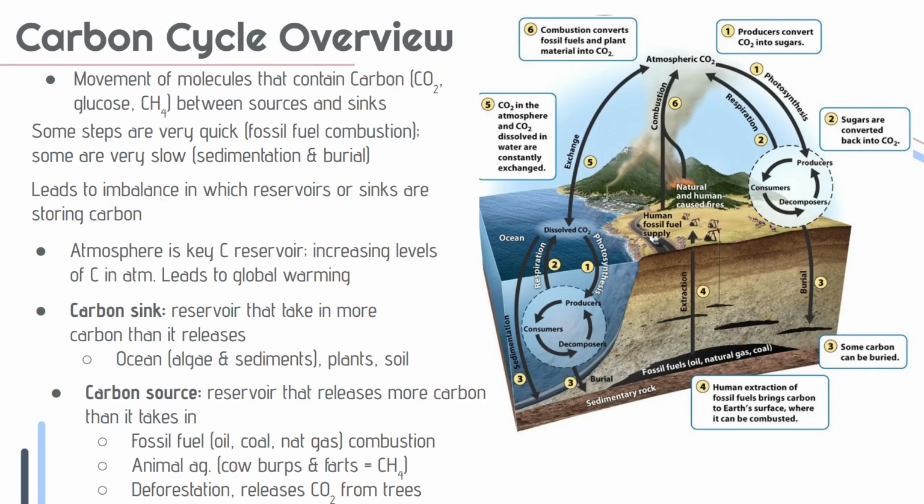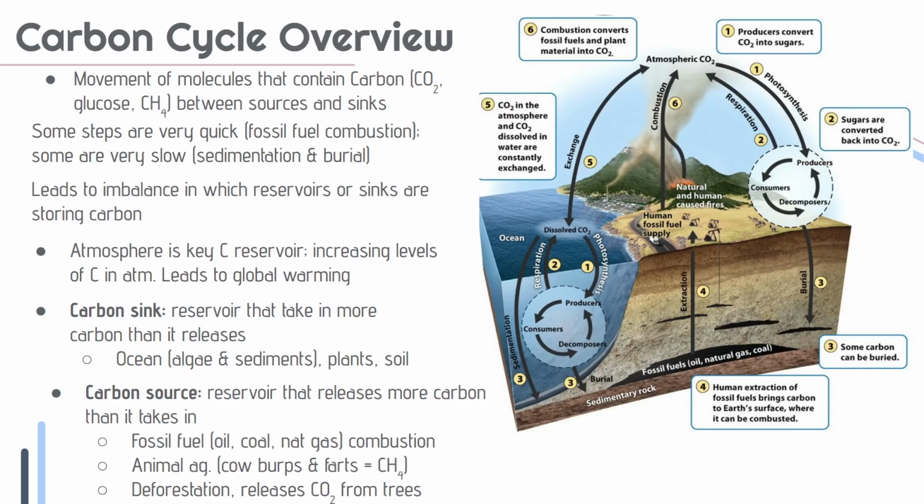Carbon sources, on the other hand, are processes that release more carbon than they store, so this is going to increase the concentration of carbon dioxide in the atmosphere. Some of those are fossil fuel combustion. So this is oil, coal, and natural gas. We also have animal agriculture. Animal agriculture releases a lot of methane because the cows primarily, as well as other organisms that are grown for human food, are going to release a lot of methane through both their burps and their farts. Since methane is a greenhouse gas, that's also going to contribute to climate change.